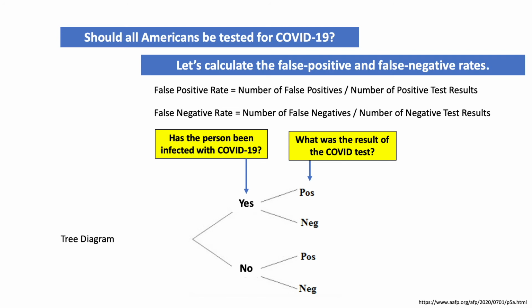And for false negative rate, similarly, we're going to take the number of false negatives and divide by the total number of negative test results. Two different questions we ask in setting up this tree diagram. The first is, has the person been infected with COVID-19? Yes or no? And then the next question we ask is, what was the result of the COVID test? Did it come back positive or did it come back negative?